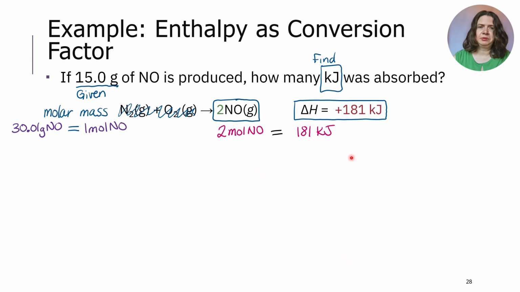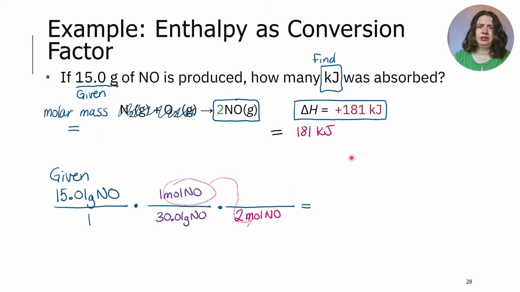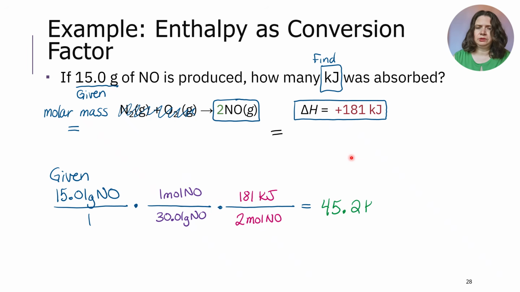Our calculation proceeds as follows. We first need to convert from grams of NO to moles of NO using the molar mass. Then we will convert from moles of NO to kilojoules using the enthalpy as a conversion factor. The end result is 45.2 kilojoules.